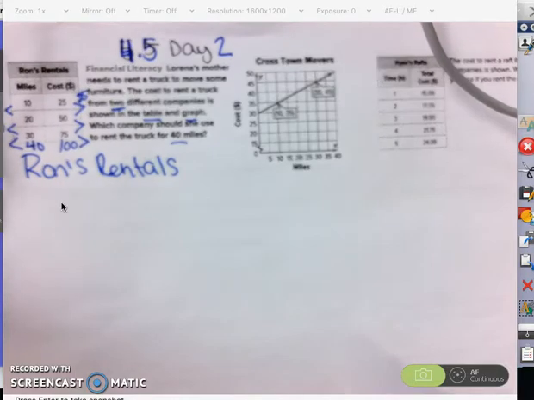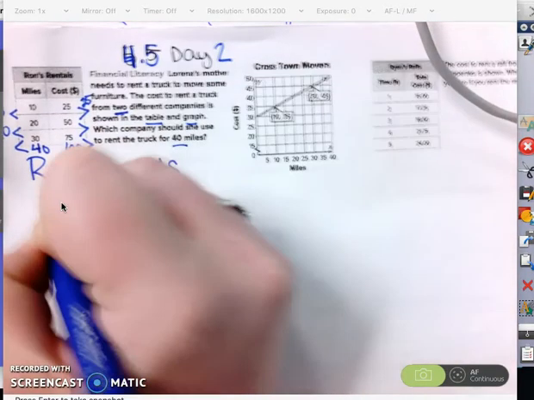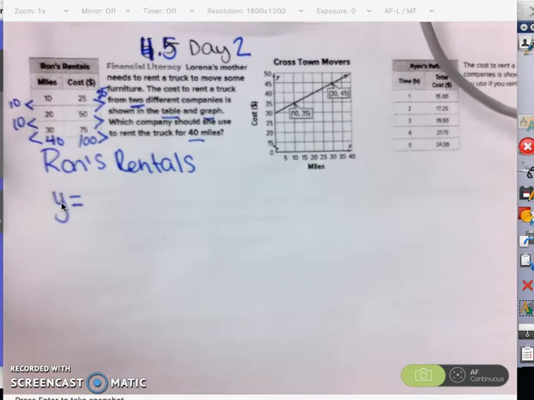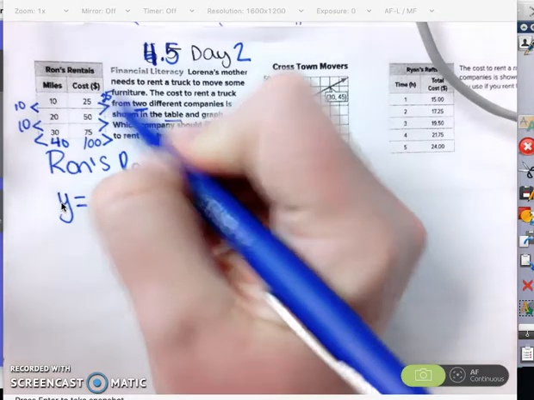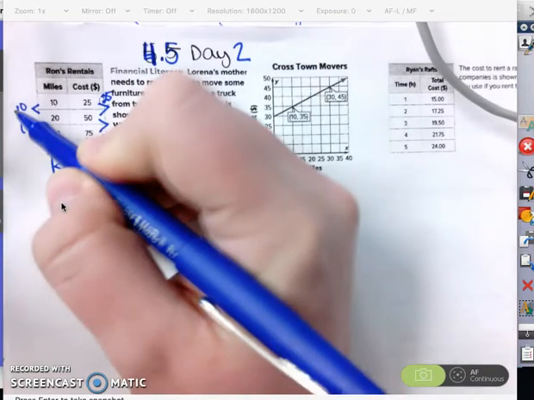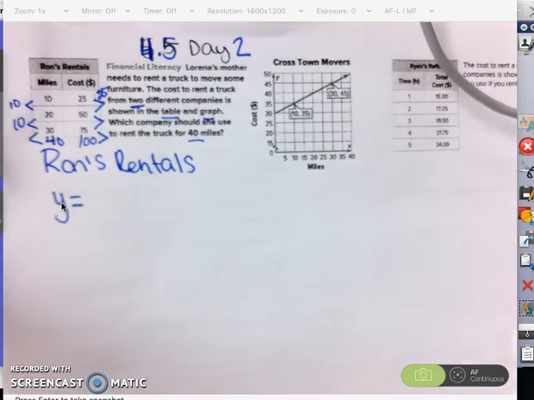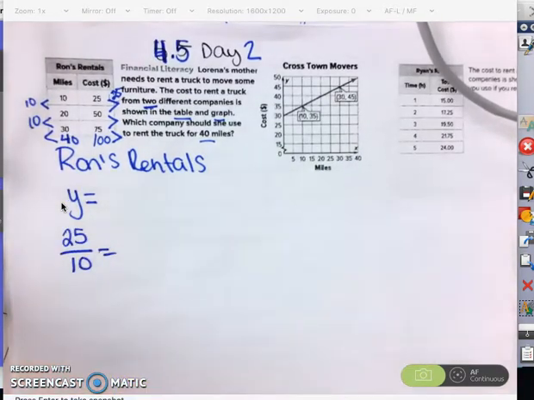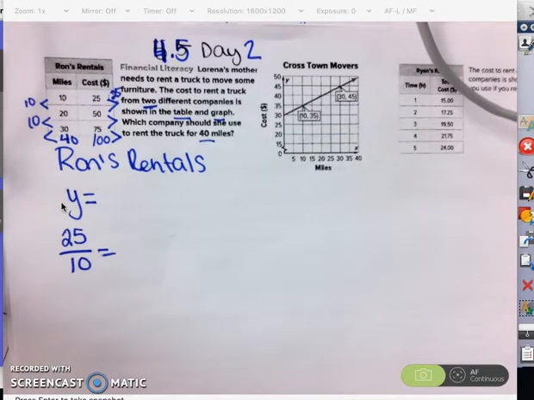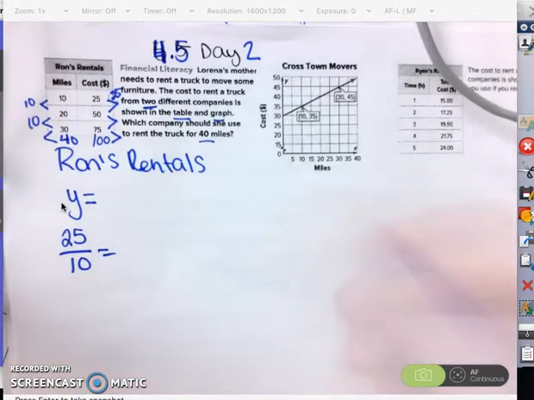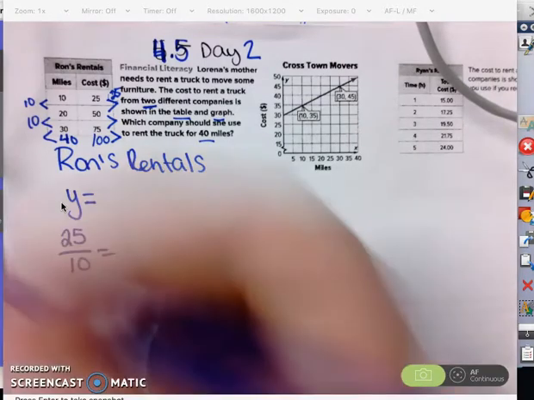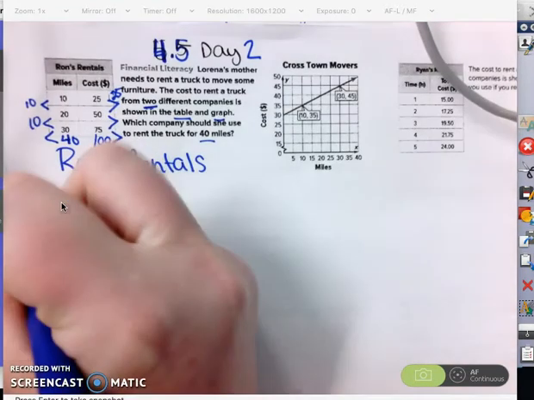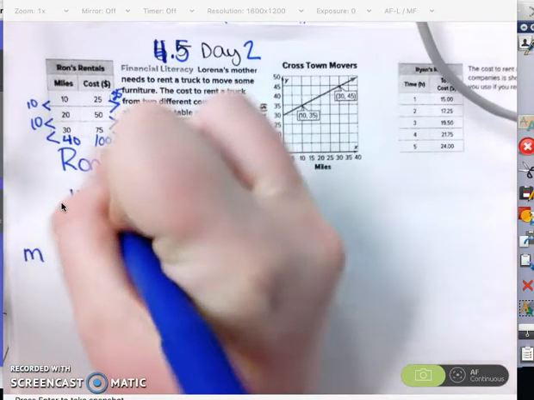I still want you to be able to write an equation for Ron's rentals. So y equals, what is his rate per hour? Well, the cost is $25 for 10 hours. Well, I want to figure out how much it is for 1 hour. So 25 over 10. If I wanted to reduce that down, I could divide both 25 and 10 by 5. So 5 over 2 would be my rate, or my M. So it's going to be 5 over 2 x.